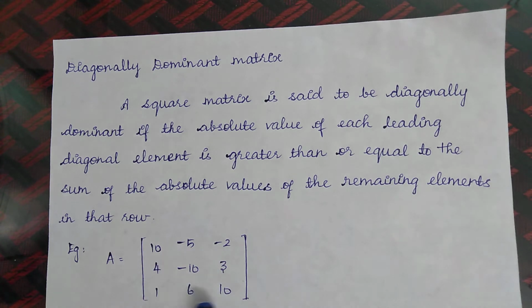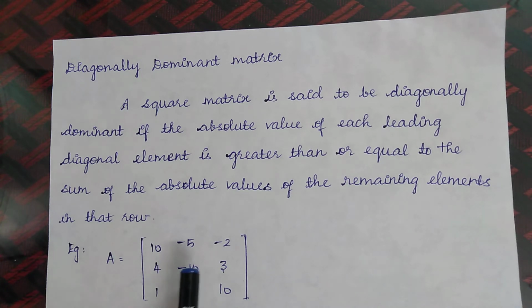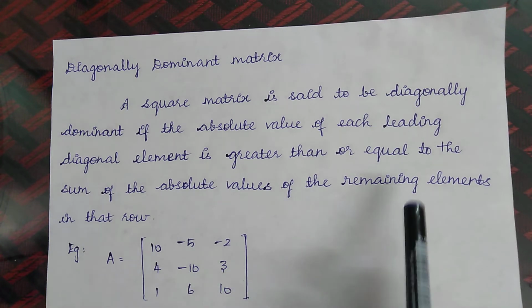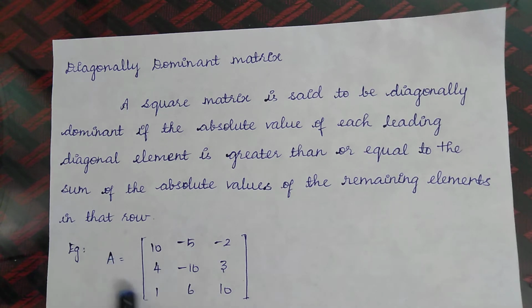In the same manner, in the last row, the diagonal element is 10. If it is minus 10, when you take the absolute value, it becomes plus 10 only. Absolute means modulus. So here also in the last row the diagonal element is 10. When you add the remaining two elements, 1 plus 6, we get 7. So the third row is also satisfying the diagonally dominant condition. So the given matrix A is a diagonally dominant matrix.